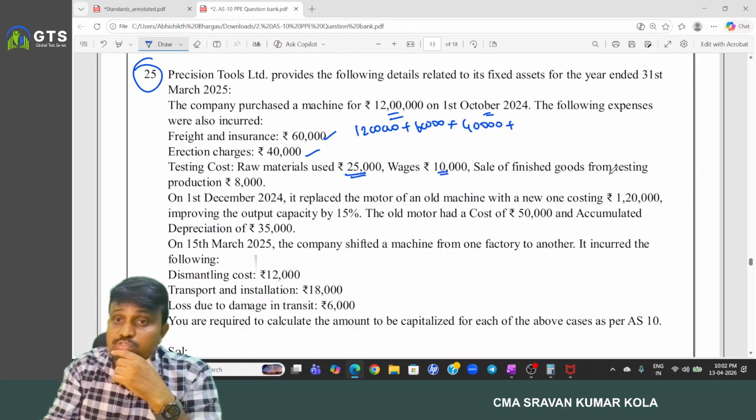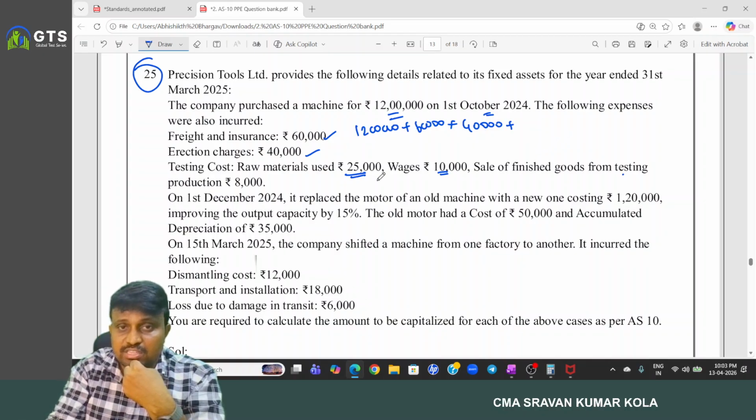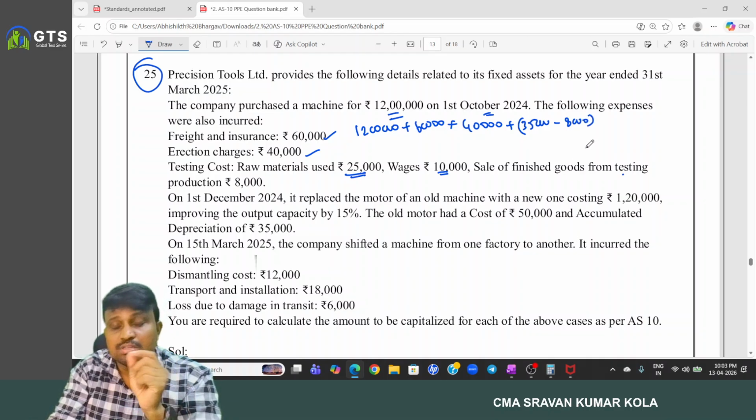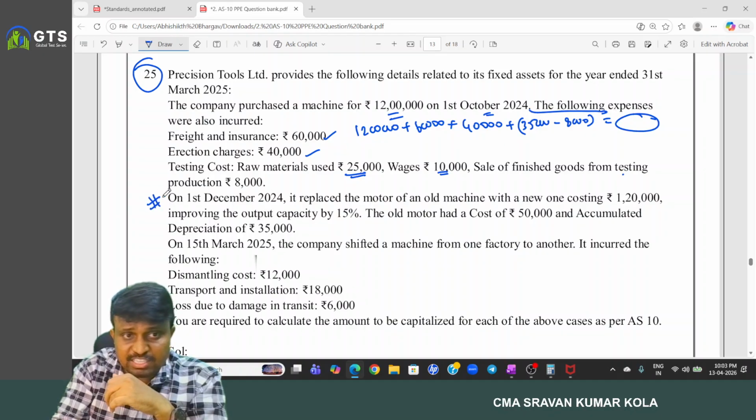But there is sale of finished goods from testing. If any income is directly attributable to the asset, we reduce it from the cost. So 25 plus 10, 35,000, minus the sale proceeds of testing material, 8,000. So that is required to be reduced. We have to consider the net of the sale price. This is the cost on 1st October 2024. This is the second one.